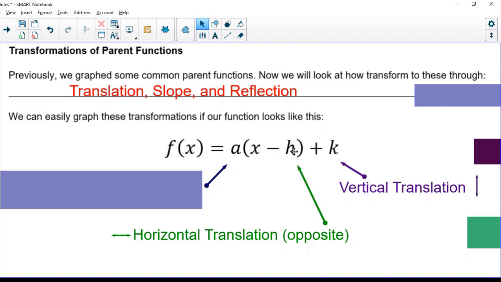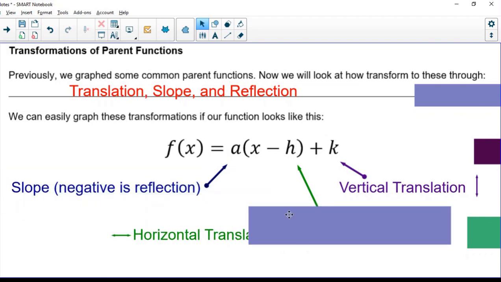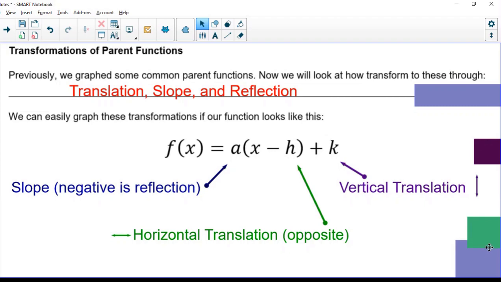So if I'm subtracting from x, because this is a minus, remember a minus minus would go in the positive direction. So I'll show you what that means as we do an example, but it's important to notice this is going to be the opposite direction of what you would think. And then our multiplier out here, whatever number we're multiplying this whole thing by, this would be changing the slope. And if it's negative, a negative slope would reflect it, would flip it upside down.